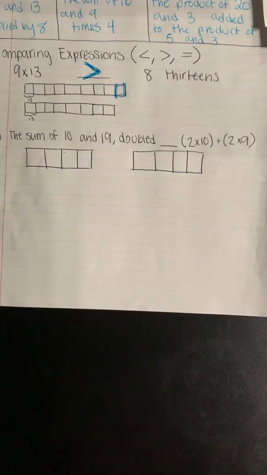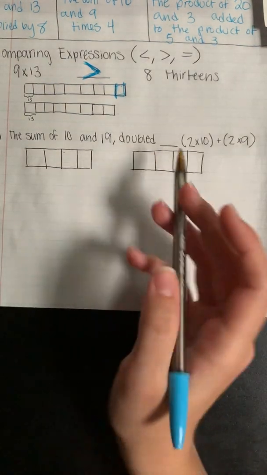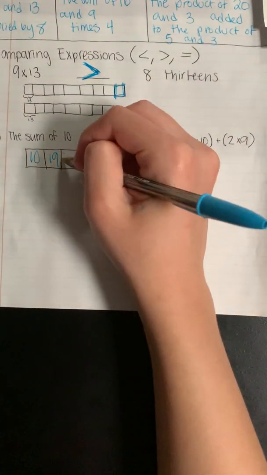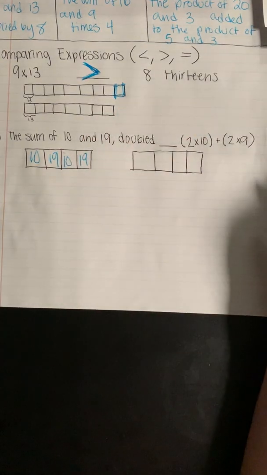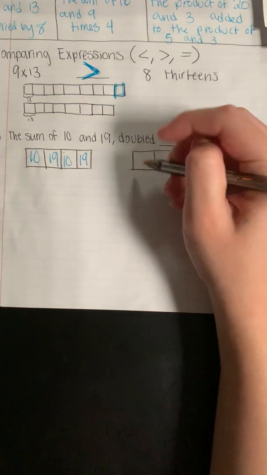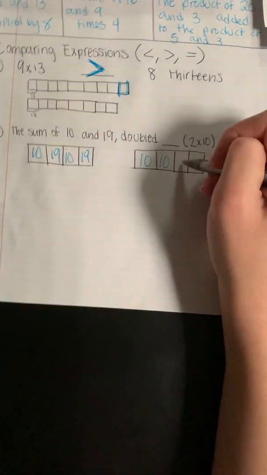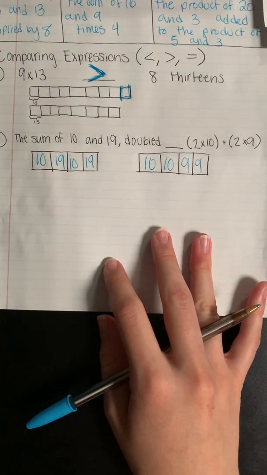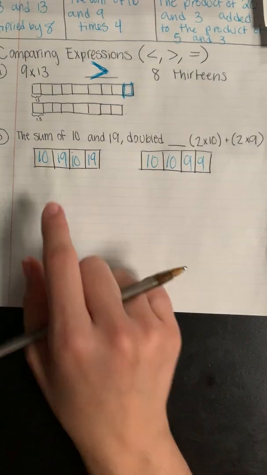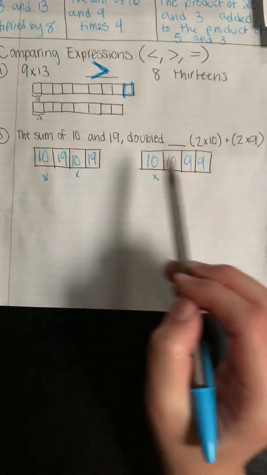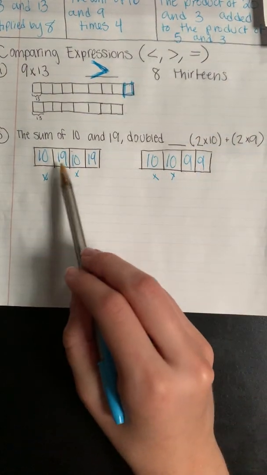Okay, so I have the sum of 10 and 19. That would be like adding 10 plus 19, but they're doubling that, so they're doing it 2 times. 10 and 19. Here they're showing me 2 times 10, and then they're showing me 2 times 9. So just by looking at this, I can tell this one is larger because I have 10 and 10 in both of them, but then I have 19 and 19, 9 and 9. And I know if I'm adding all these numbers together, this will have a greater value.